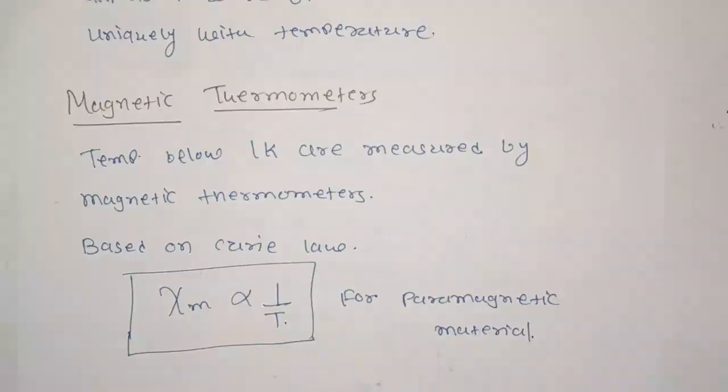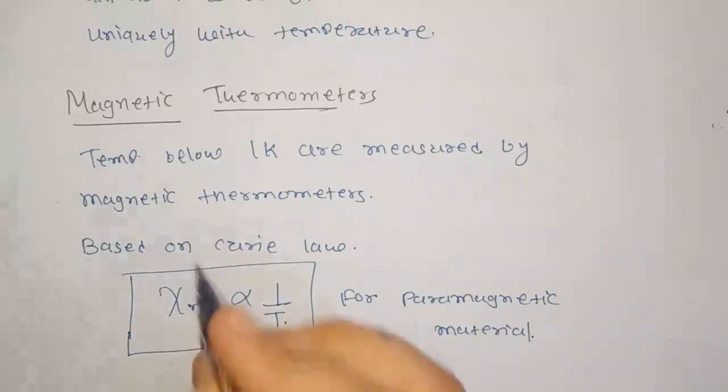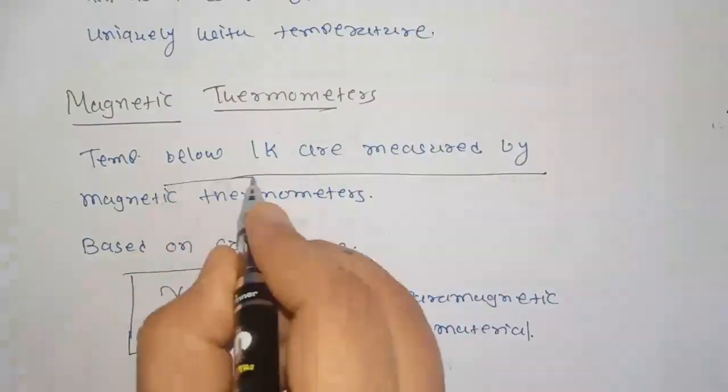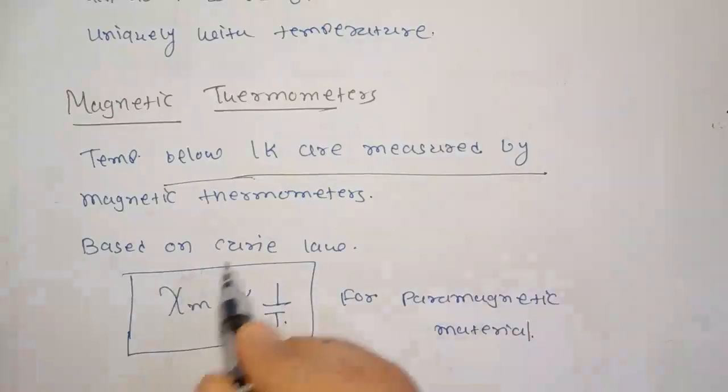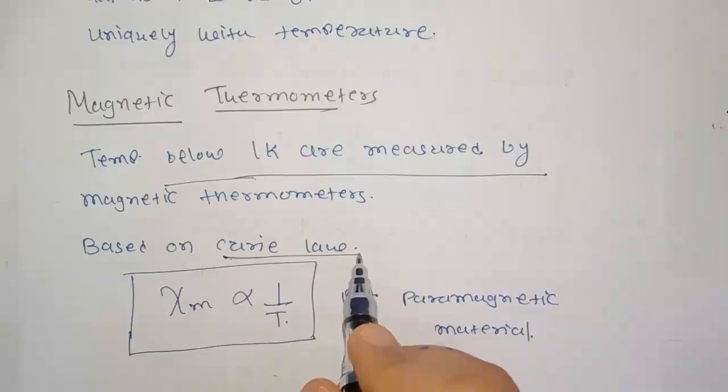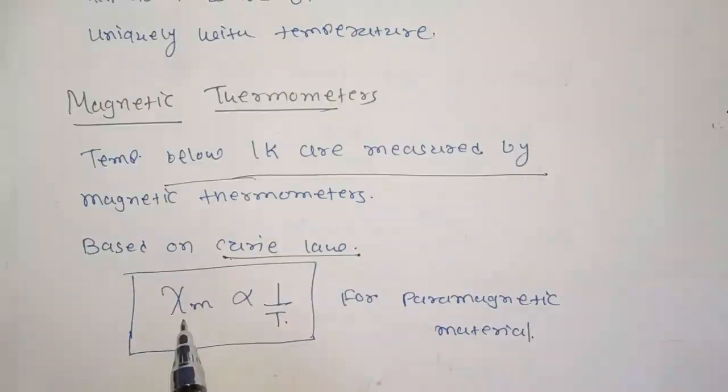The next one is the magnetic thermometers. Temperatures below 1 Kelvin are measured by magnetic thermometers. It uses the principle of adiabatic demagnetization. It is based on Curie's law, according to which the magnetic susceptibility of a paramagnetic salt, that is Chi-M, is inversely proportional to the absolute temperature.